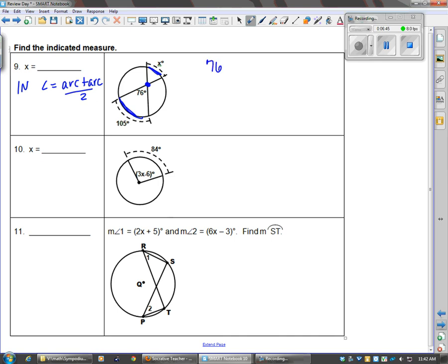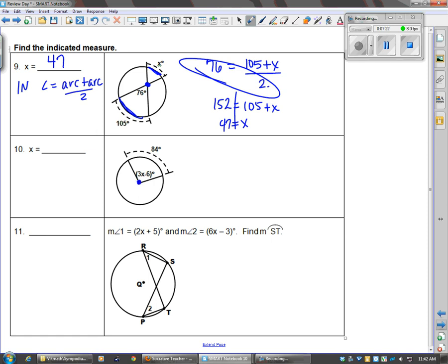The angle, the 76, is 105 plus x, divided by 2. Again, my brain likes to cross multiply that. So when I do 76 times 2, I get 152. And then when I subtract 105, I get 47. Okay, so that missing arc measure is 47.